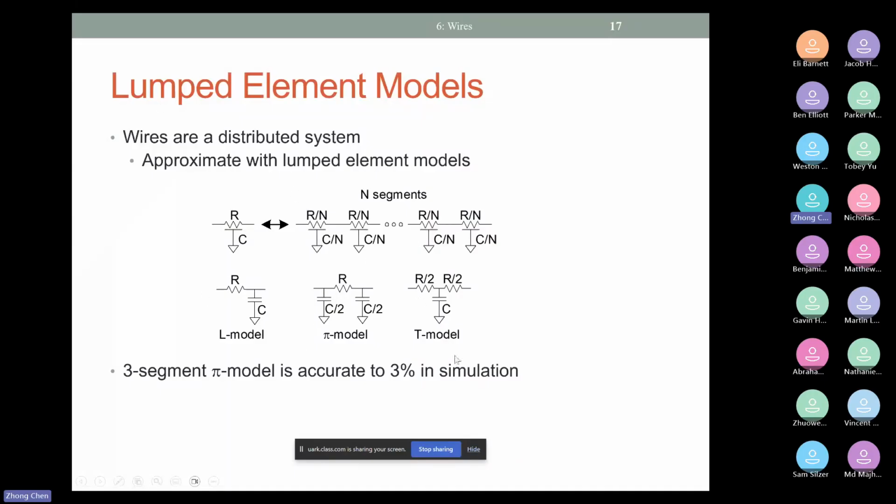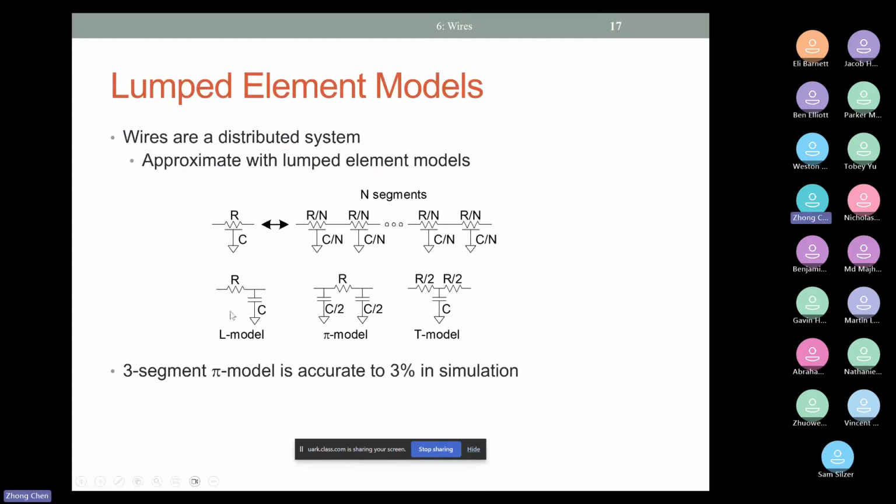Here you see there are three different models. The bottom line is we do not use a single resistor and single capacitor. Even so, there are three different models we can use. We can use a one resistor, one capacitor L model. We can use one resistor and break the capacitance into a left-hand side and right-hand side, which becomes a pi model. And we can also break the resistor and lump the capacitor together, which becomes a T model.